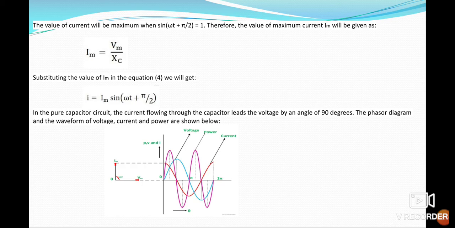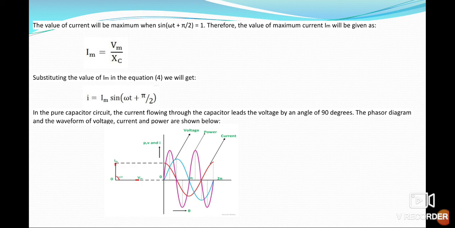Therefore, the phasor diagram and the waveform of voltage, current and power are shown below. So, in this case, it will be definitely the reverse of an inductive circuit. That is, the voltage will lag behind the current by an angle of 90 degrees. So, in the diagram, we can see the blue waveform is representing voltage and the red waveform is representing current.